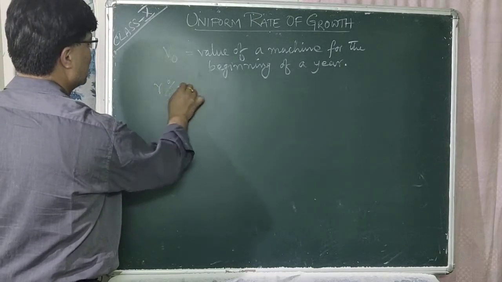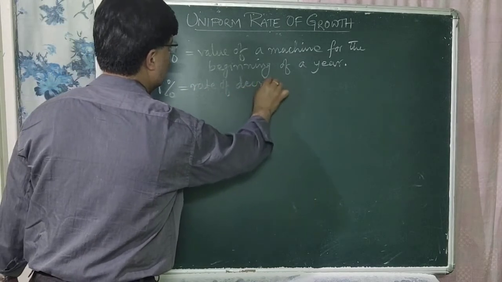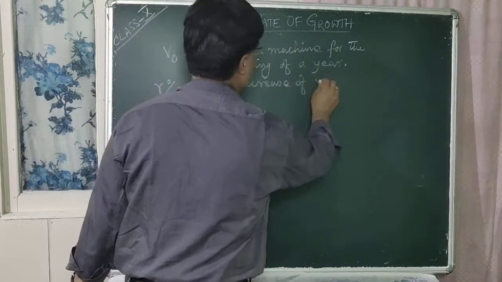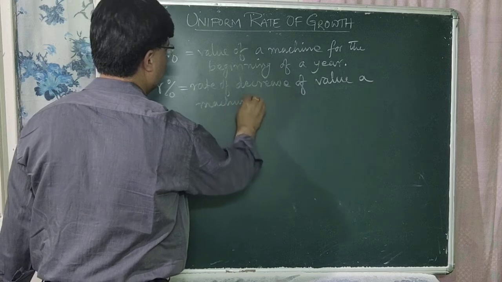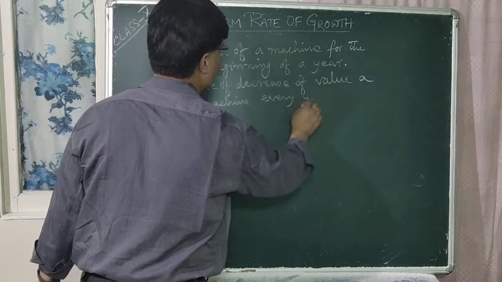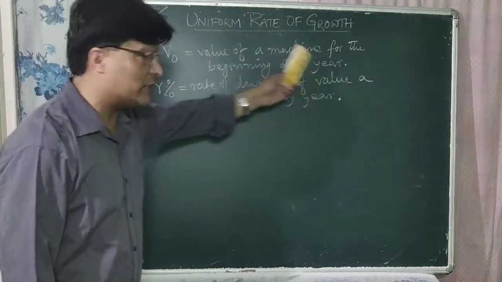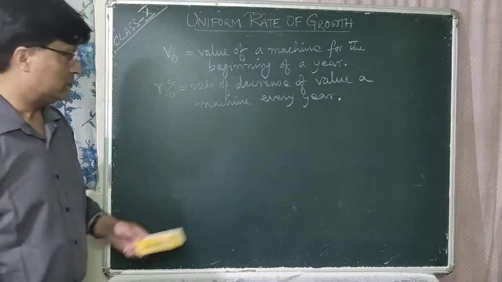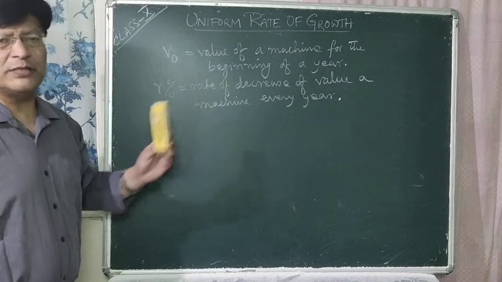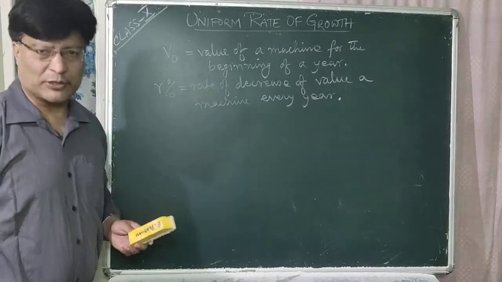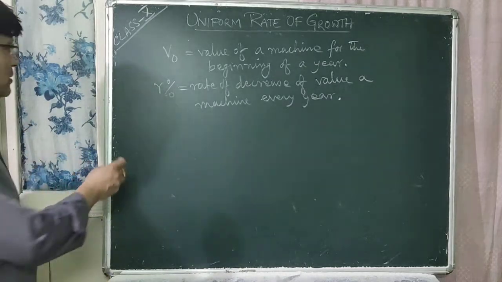So what is R% here? This is the rate of decrease of value of a machine every year. So every year, what is the uniform rate of decrease here? This is R%. In this case, every year, what is the rate of decrease of a machine? It is R%. Okay? So what will be the value of a machine after 1 year?